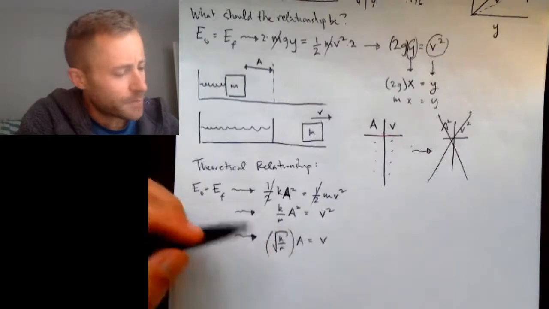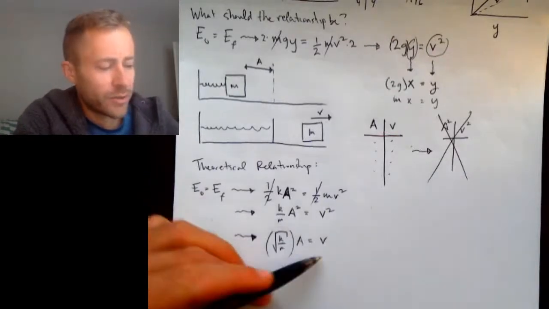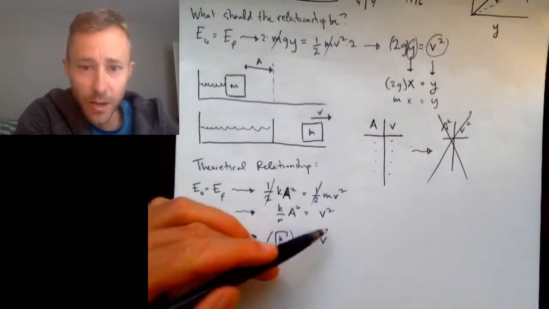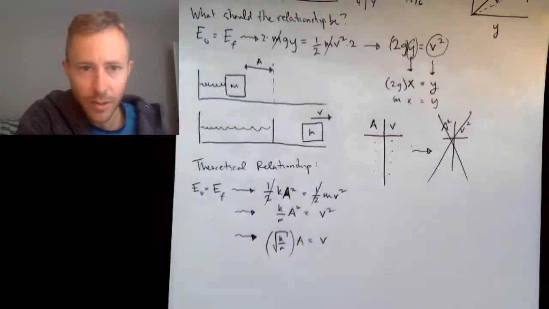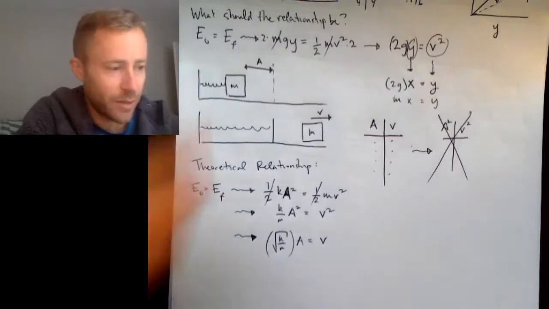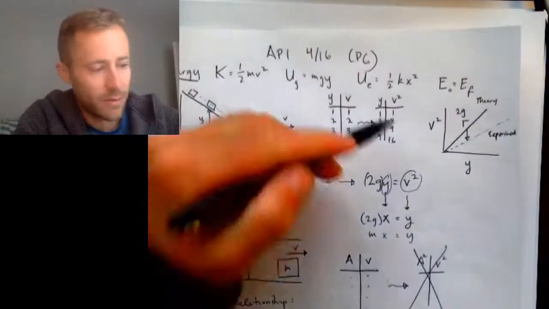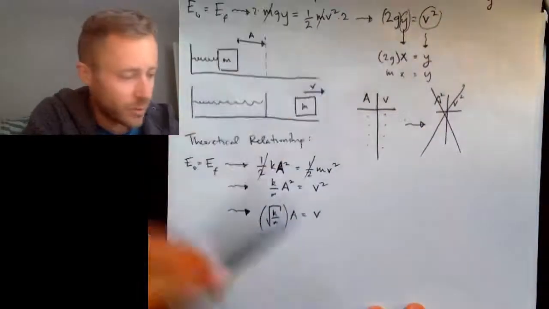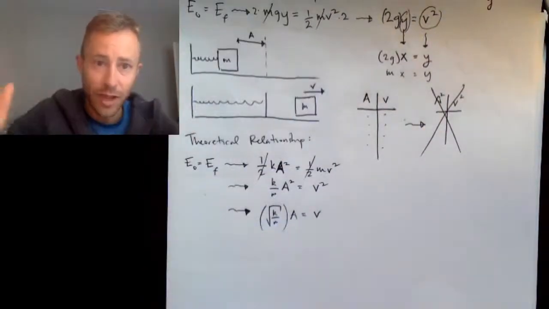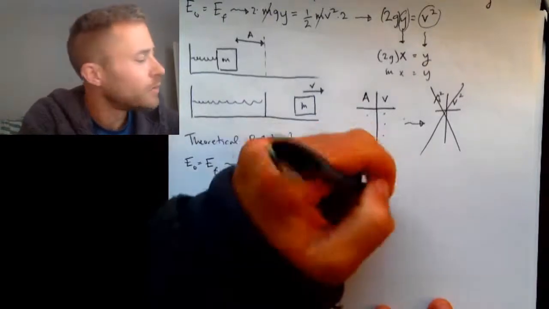There you have it. See how it's v to the first power and a to the first power? That's exactly what I have here in my data table. So I don't need to change my data table like I did in this example, because the theoretical relationship just had a and v just as they are.